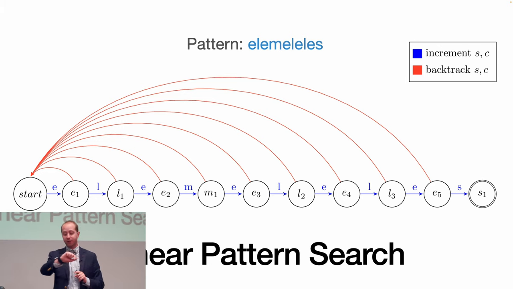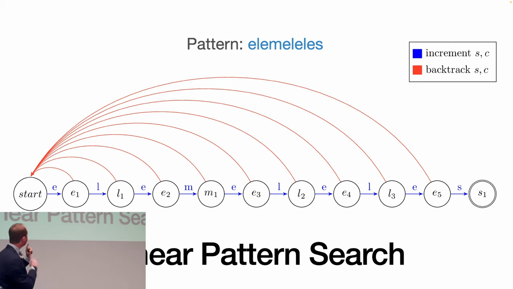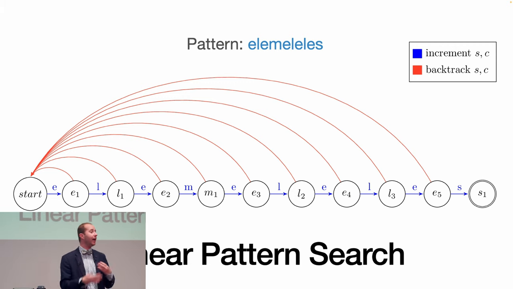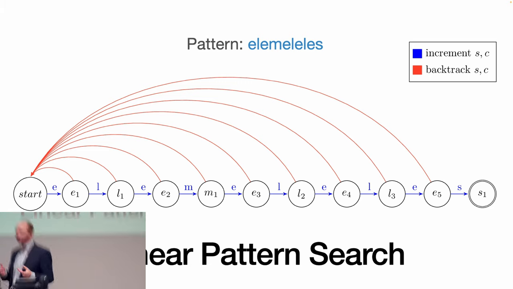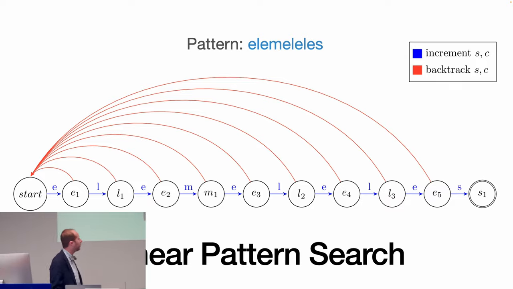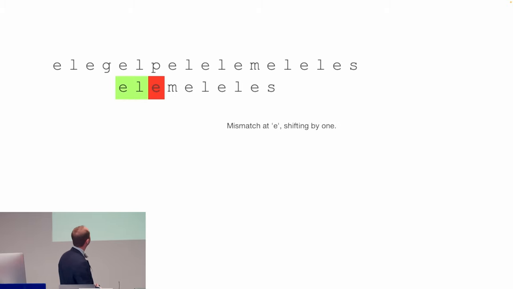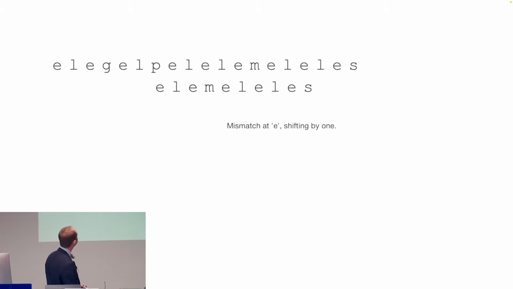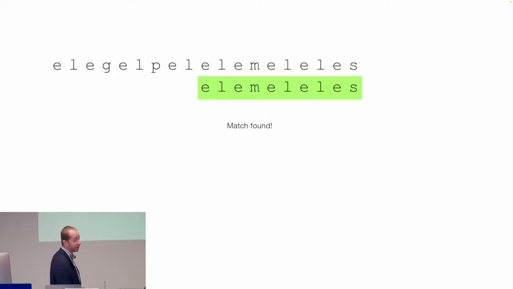We're going to look over the next lecture and the rest of today at these two different patterns and see how their structure contributes to creating specialized finite state automata for each of them that allow us to make much faster searches and save on some of the work. So here is linear pattern search on our other string. You can see it's not quite as bad. It's not the worst case, but we're still doing some repeated work. And then we finally have our match.